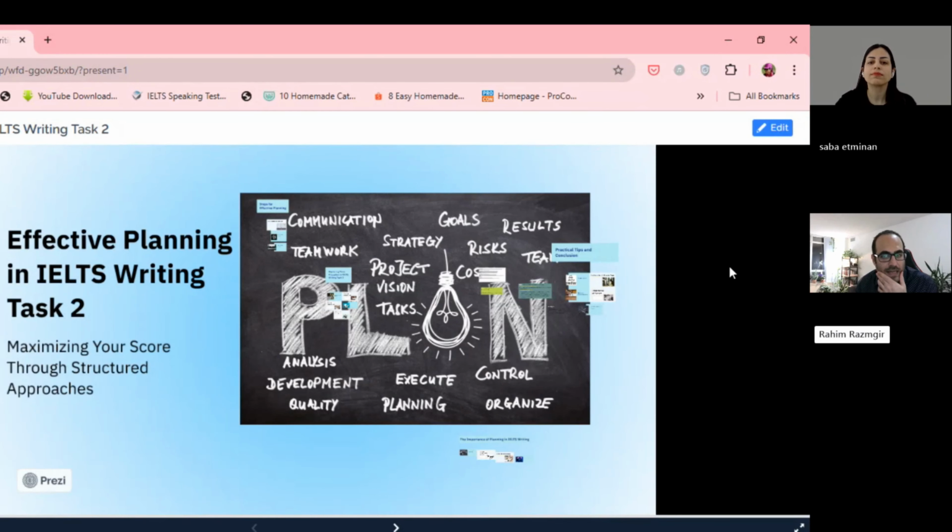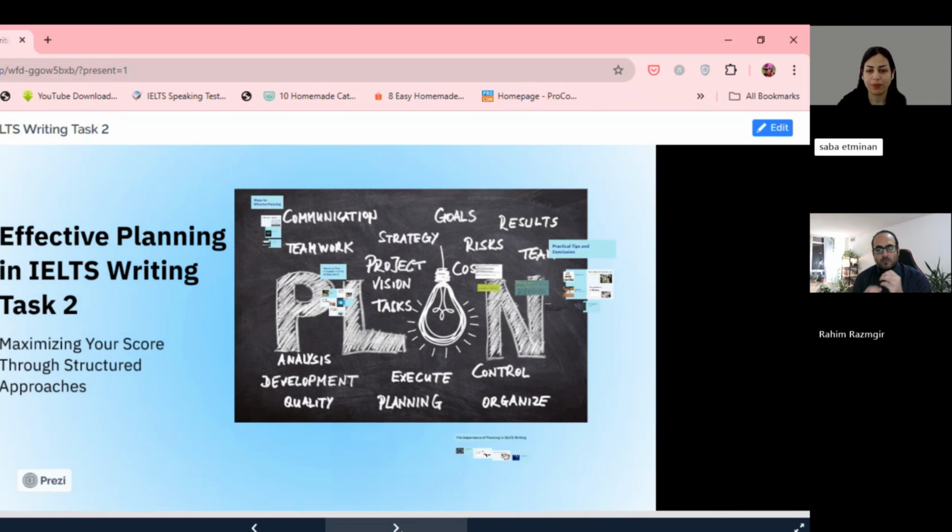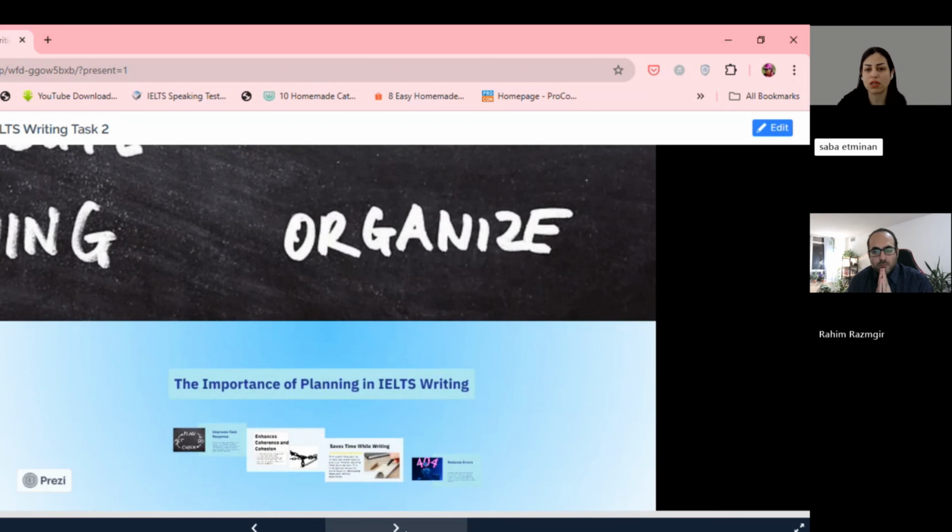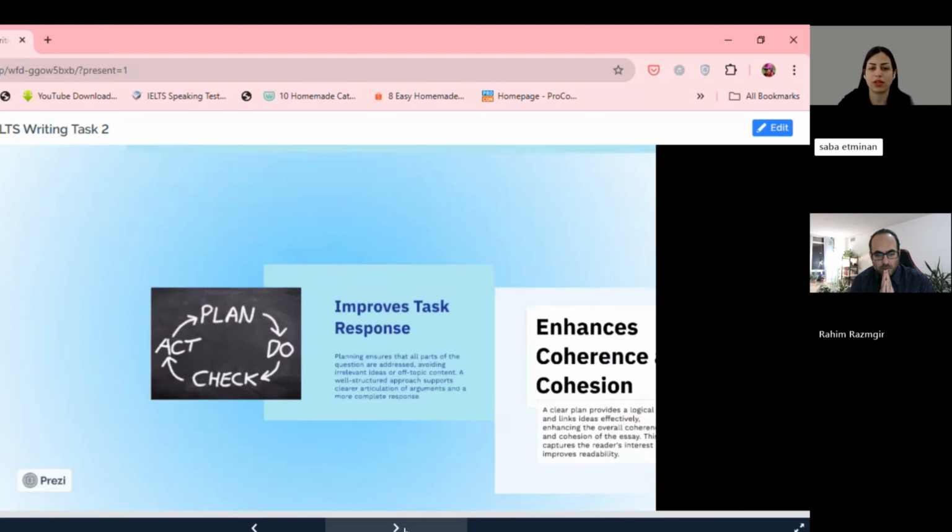Idea generation, planning, and time management in IELTS essay writing. Let's go. And today, effective planning in IELTS Writing Task 2, which maximizes our score through structured approaches. Let's see first the importance of planning in IELTS writing.